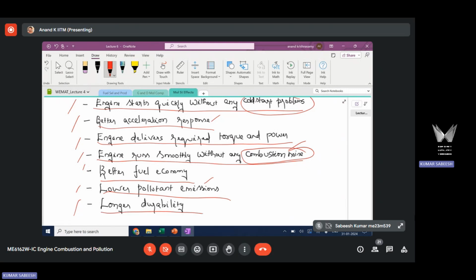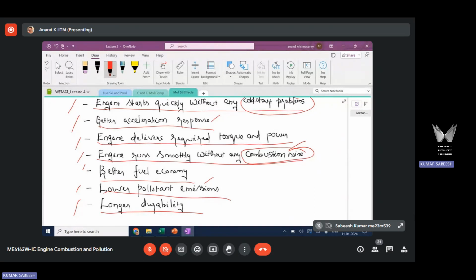Longer durability or life. So you know that IC engines are popular for more than 100 years, and the primary reason why we cannot get rid of IC engines with EVs is that the durability or life of IC engine vehicles is high. What is the typical life of an IC engine vehicle? Can you comment? For a two-wheeler, it's around 1 lakh kilometers. For a four-wheeler, in terms of years, around 15 years, sir. Yes, 10 to 15 years, right? On an average.